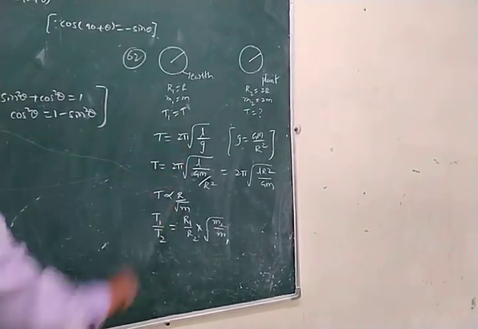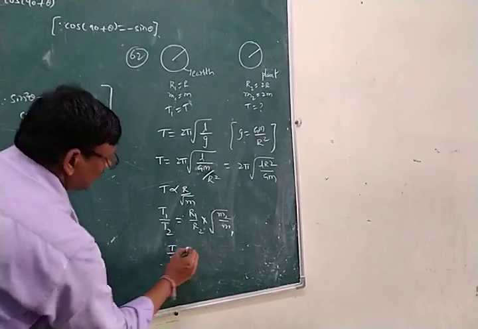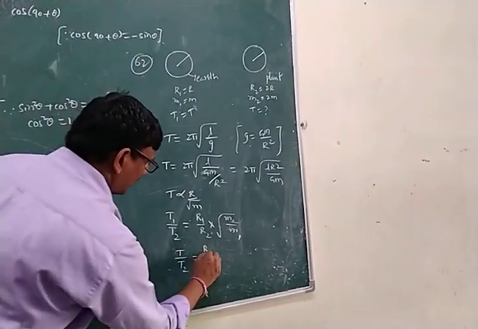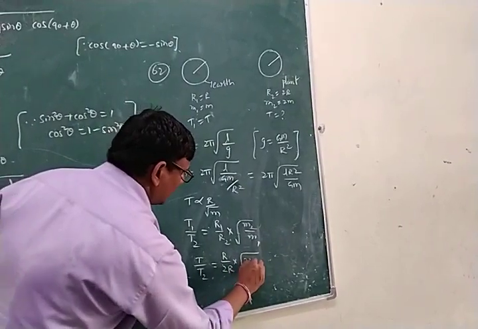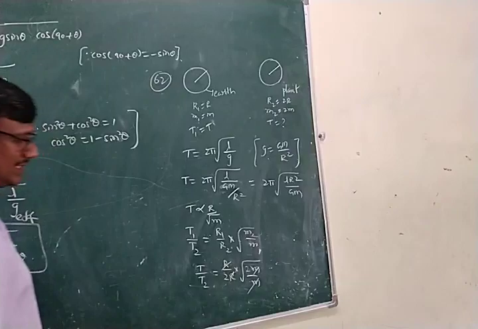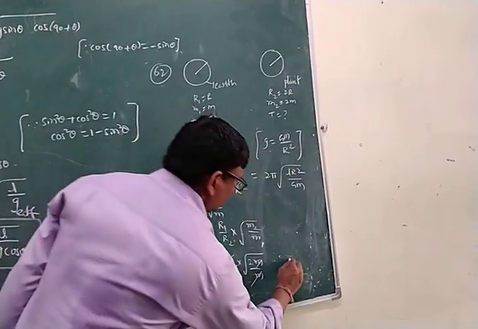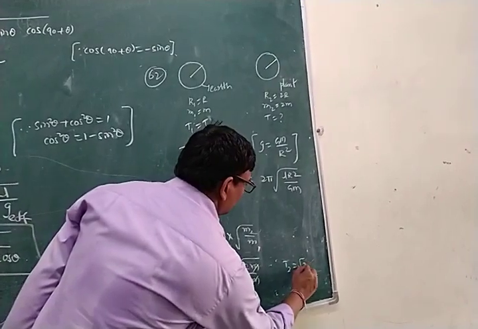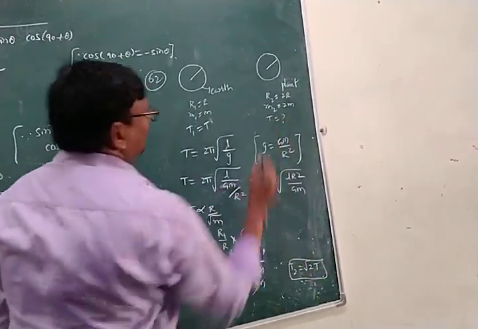Now substitute the values. T1 is equal to how much? T by T2 is equal to R1, that is R by 2R, into under root of 2M by M. Now M and M get cancelled and R and R get cancelled. And here is root 2 times. That is a cross multiplication. The T2 is equal to root 2 into T. This is the time period of a planet.